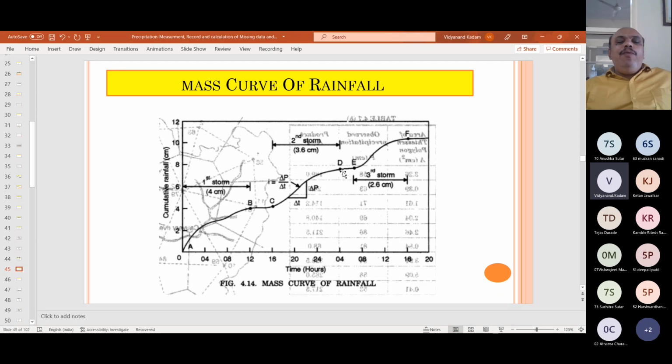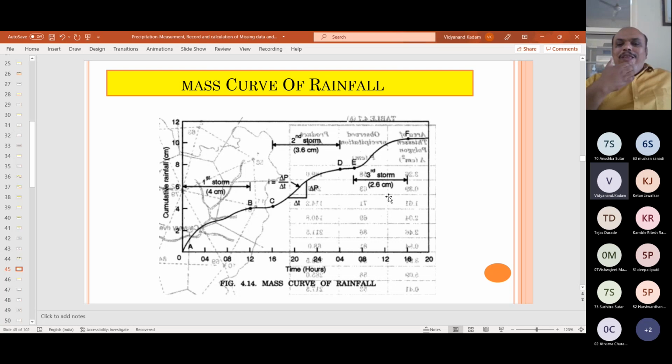Similarly, there is no rainfall from point D to E. So there are two dry spells. The first dry spell is for 4 hours, that is from 12 to 16 hours. The second dry spell is for 4 hours, around 4 to 8 hours. After that there is a third session of rainfall, which has a total rainfall value of 2.6 centimeter.